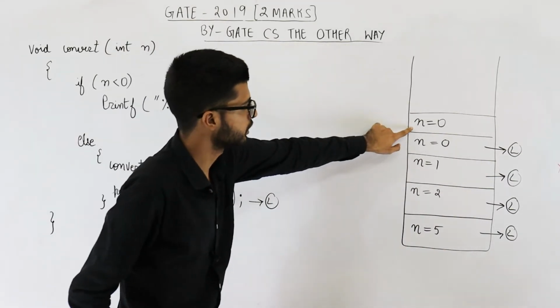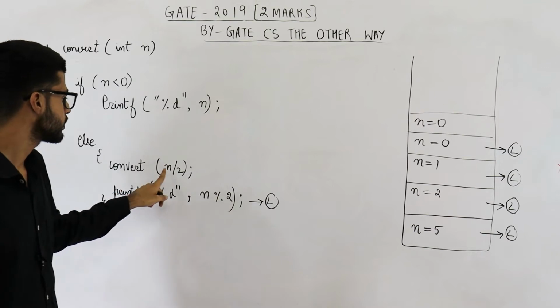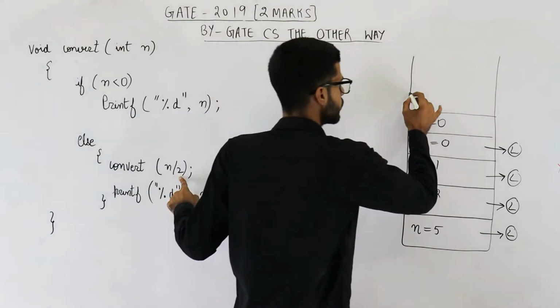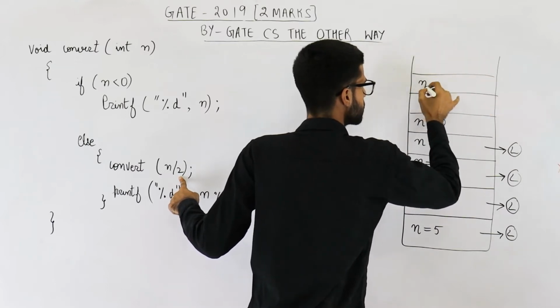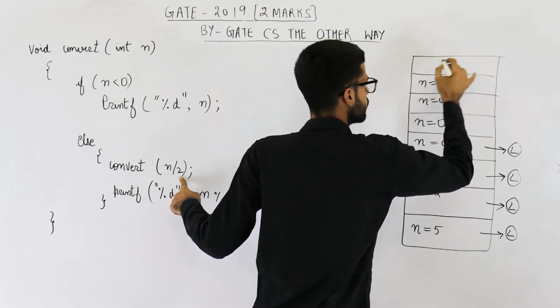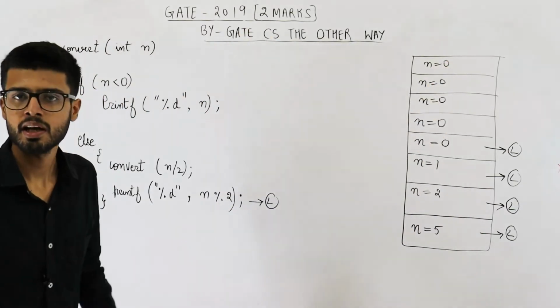Now for this new function call, again same things are going to happen. You are going to call convert 0. So new function is called, n is equal to 0. Again a new function will be called, n is equal to 0. Again a new function will be called, n is equal to 0. So this will keep on happening infinitely.